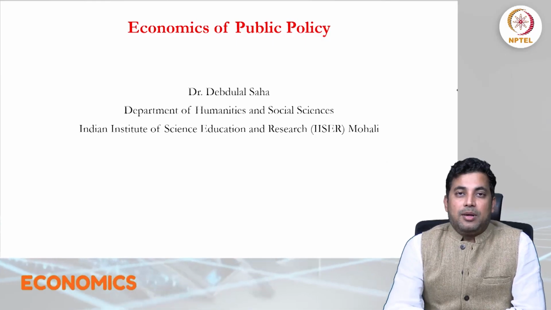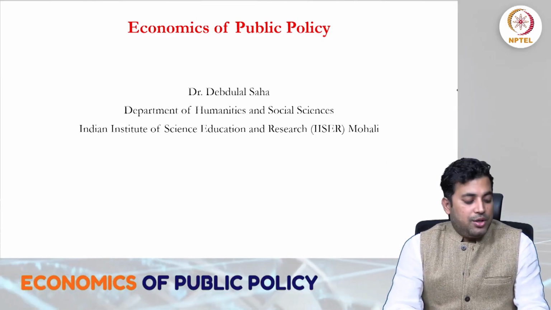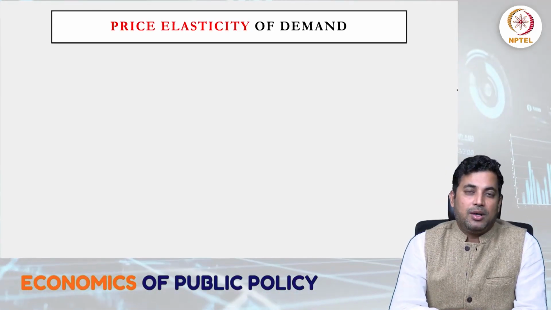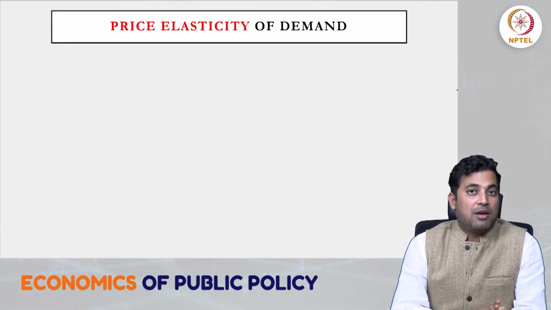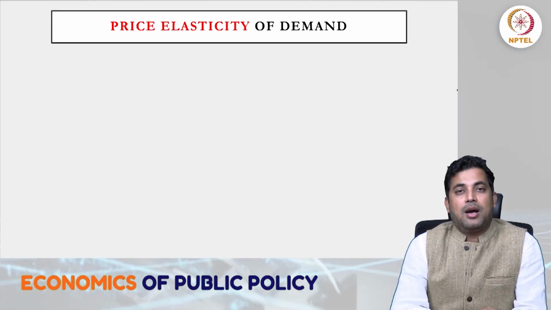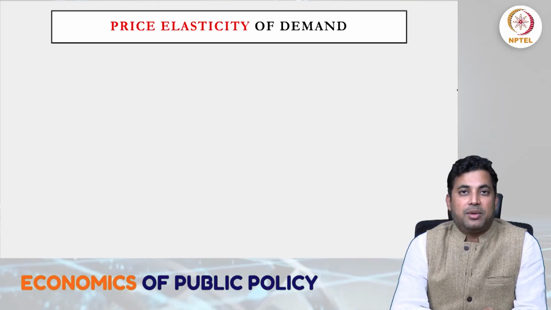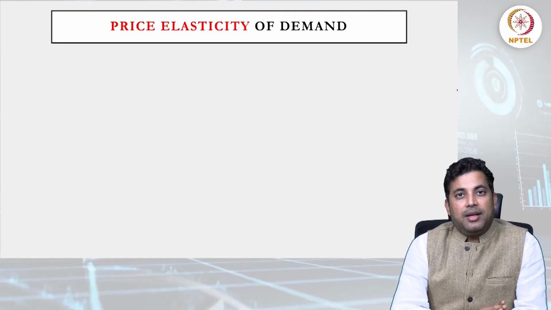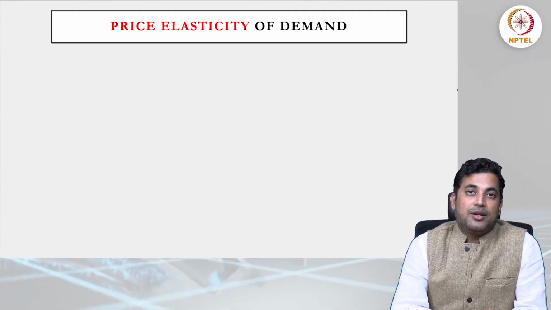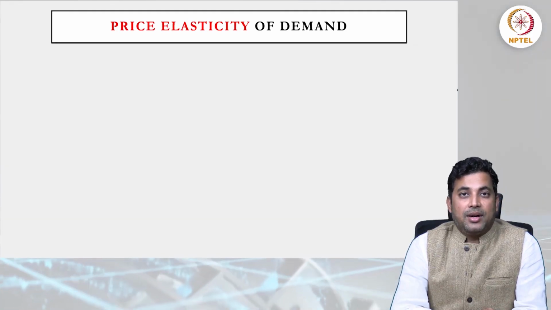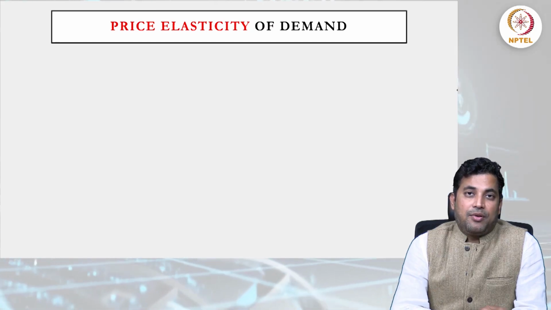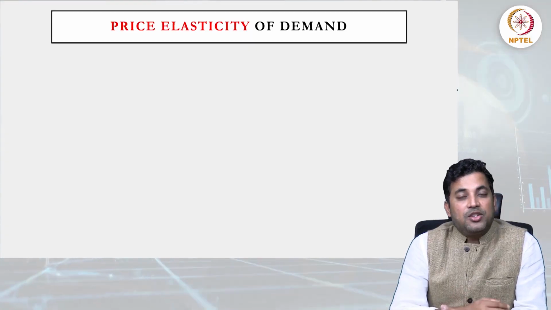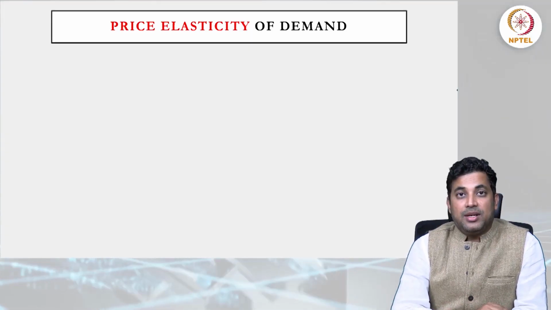Hello everyone, welcome back to my lecture. Today we are going to talk about price elasticity of demand. So far we already know the demand function, and we also discussed the supply function and the equilibrium conditions and how price gets determined. The demand function is a functional relationship between price and quantity demanded, and the supply function is a functional relationship between price and quantity supplied.